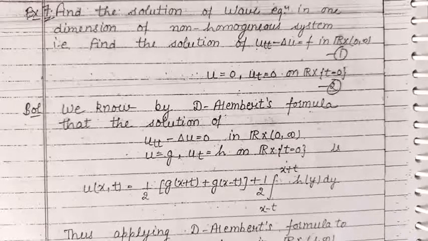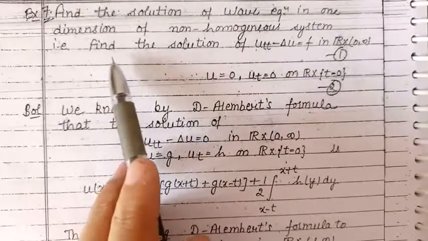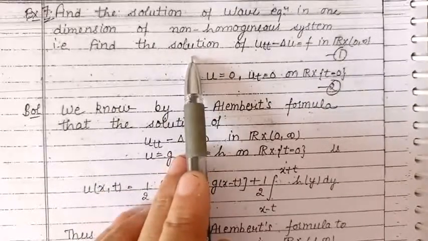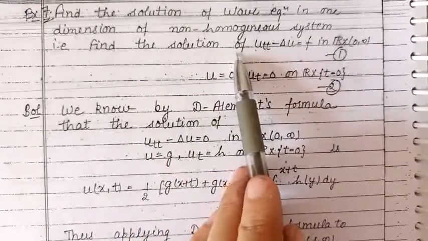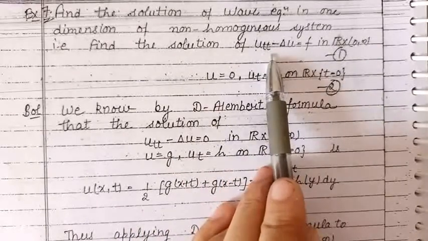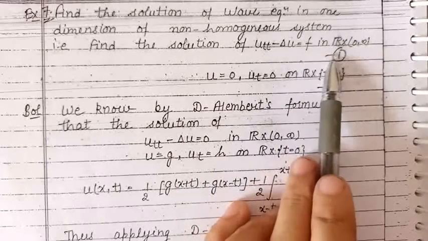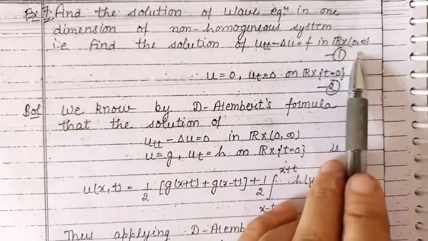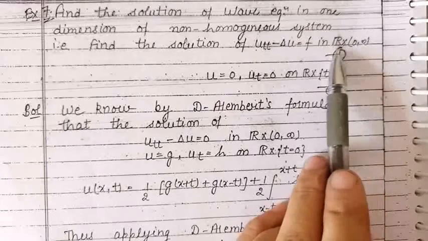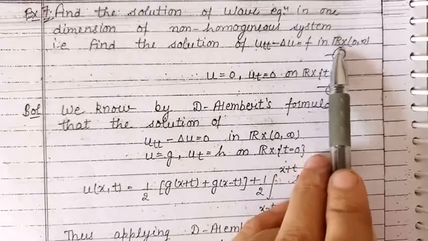Good morning, students. In today's lecture, we will discuss the solution of the non-homogeneous wave equation for n equal to 1. So, the problem is to find the solution of the initial value problem given by ∂²u/∂t² − Δu = f in R × (0, ∞). R is the set of real numbers.